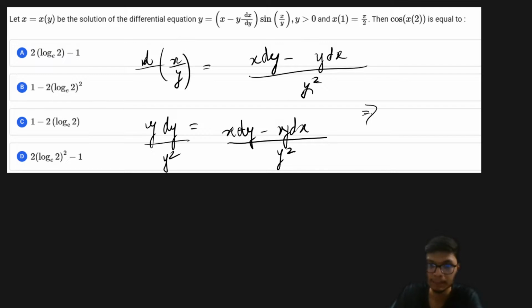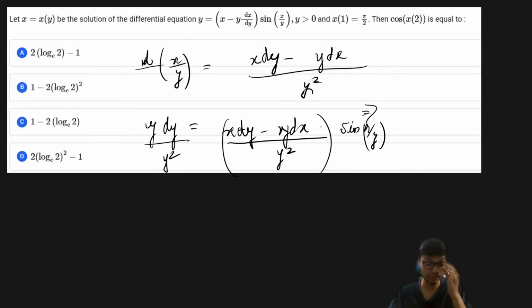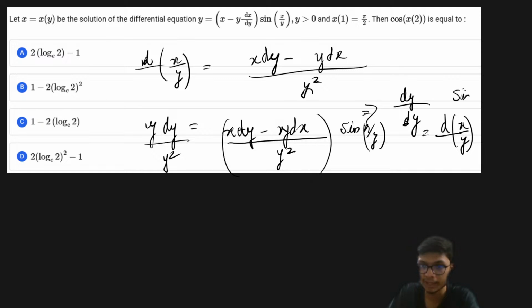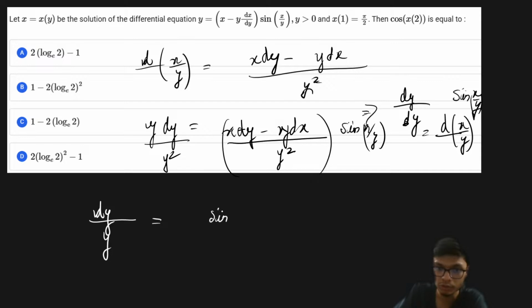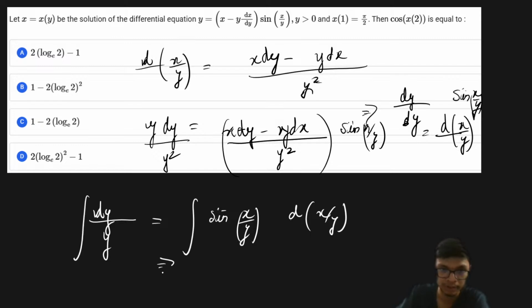Therefore we are going to get a simple differential equation. I forgot to include this sine of x by y. So I am going to get a simple differential equation form, that is basically dy upon y is given as d of x upon y into the function of sine of x upon y. Interestingly, what you are seeing is that it's a variable separable form. So dy by y is equal to sine of x by y into d of x by y. Just integrate both the sides and you will get the solution.